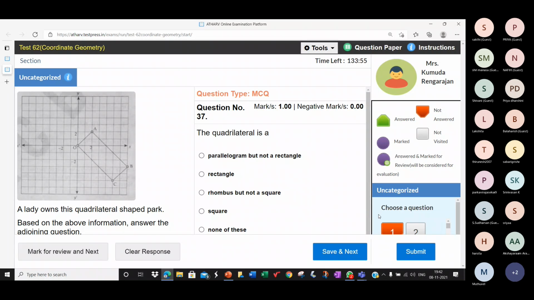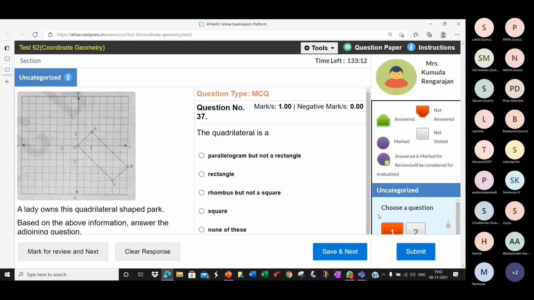Children, what we first found was the length of the diagonal AC and the length of the diagonal BO using the distance formula, root of x2 minus x1 the whole square plus y2 minus y1 the whole square. So both of them are equal to root 58 units. So diagonals are equal.